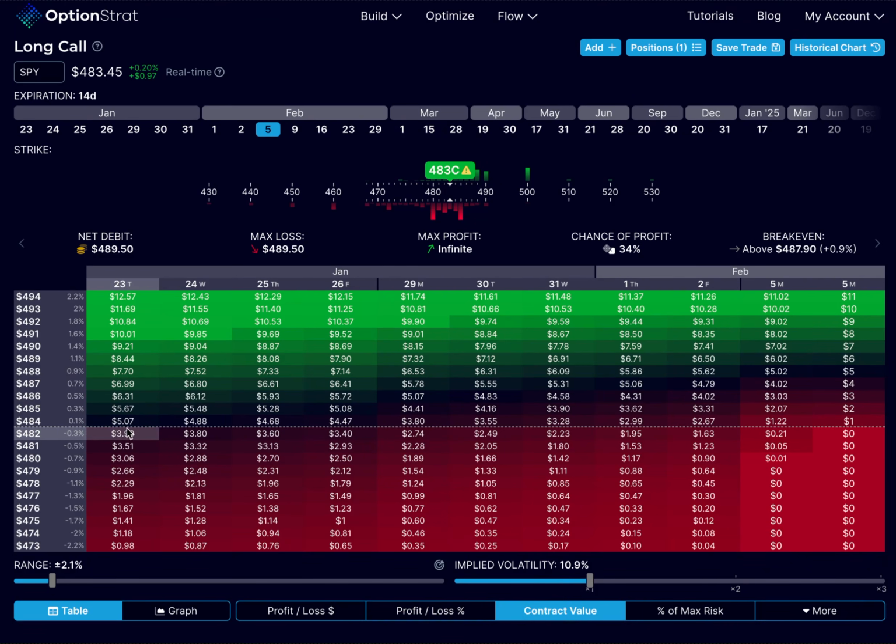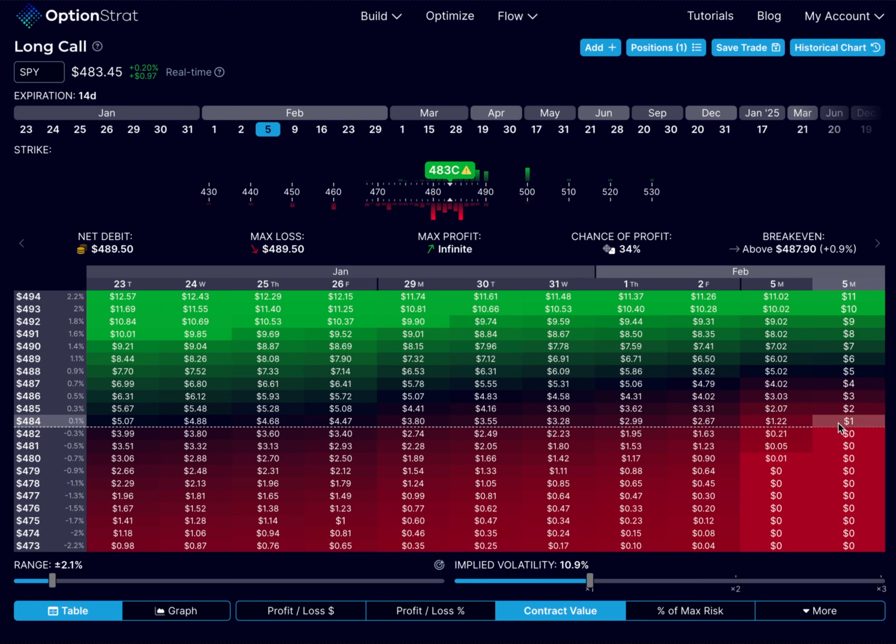Then I can also look at contract value. I can see that my contract, I'm going to spend roughly $500 for this, and this is what's going to happen to the price of the contract over time. If the market stays at 484, this thing is going to become worth less and less and less until at the end of the final day, it's essentially worth nothing. Again, that's that theta decay kicking in and the value of my asset, in this case a long call, diminishing over time.